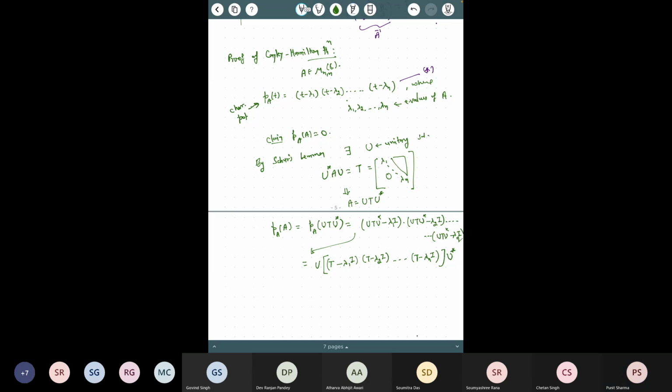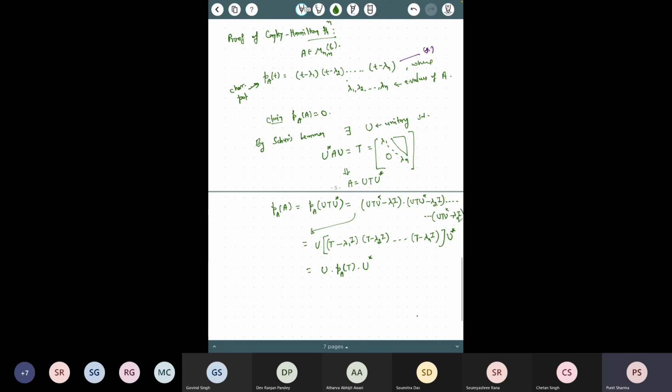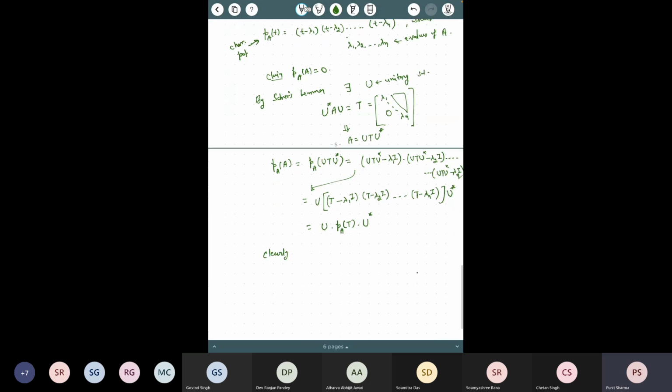Now, what is the inside part? If you look carefully, it is just P_A of T. Although we have not shown this yet, P_A of A is 0 if and only if P_A of T is 0, which we are planning to show. If we show somehow that this is 0, then from this equation we can say that P_A of A is 0 and we are done. But why is this 0?